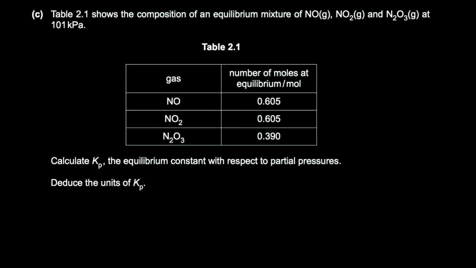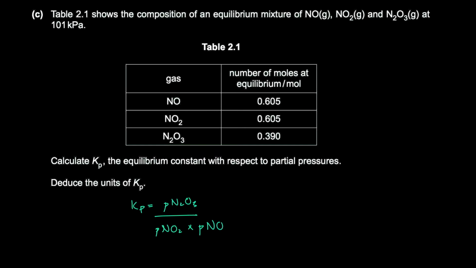Table 2.1 shows the composition of an equilibrium mixture of nitrogen monoxide, nitrogen dioxide, and N2O3 at 101 kilopascals. Calculate Kp, the equilibrium constant with respect to partial pressures, and deduce the units of Kp. Now Kp is the partial pressure of N2O3 divided by the partial pressure of NO2 times the partial pressure of NO.